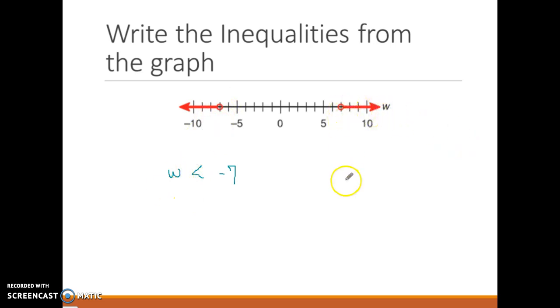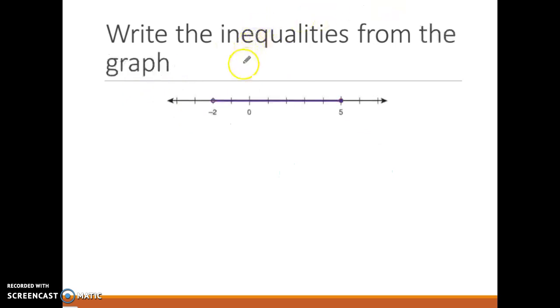My other example, I know I'm going to have w, and then 5, 6, 7, so this time it's a positive 7. And in this case, it's shaded larger than 7, so w is greater than 7. And this one is an "or." w can be less than negative 7, or w can be greater than 7. Anything in the shaded region is a solution to this combined inequality.